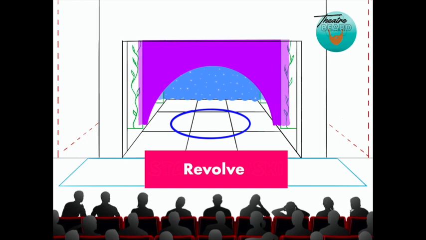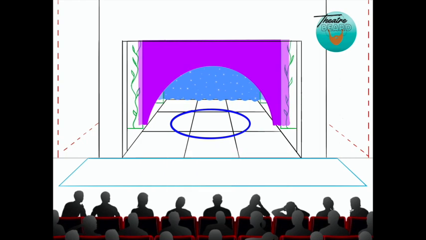A revolve is a circular turntable that turns in the centre of the stage. This allows for quick scene changes by spinning the set around. Revolves are only found, as far as I'm aware, on flat stages.